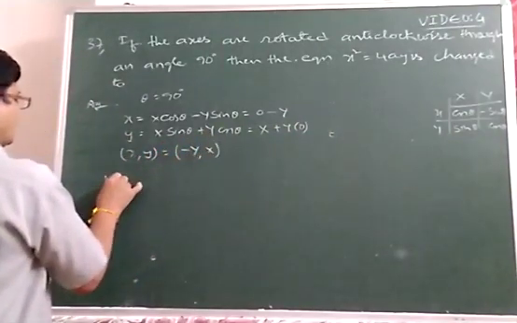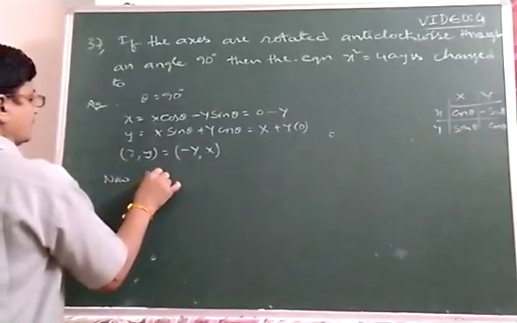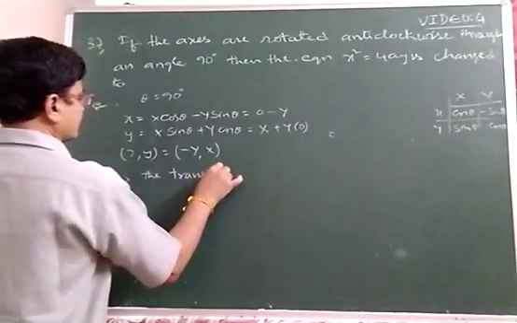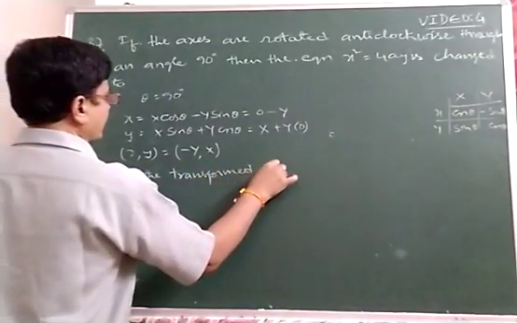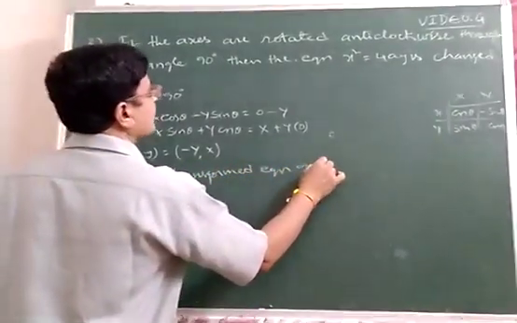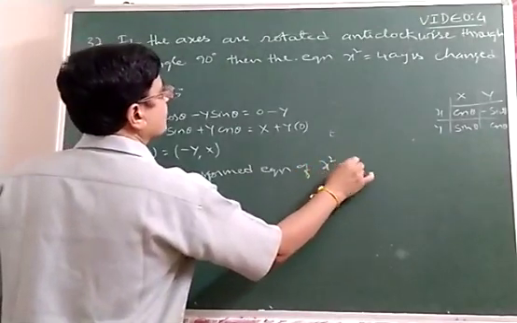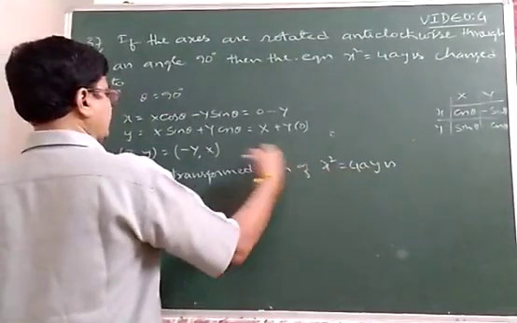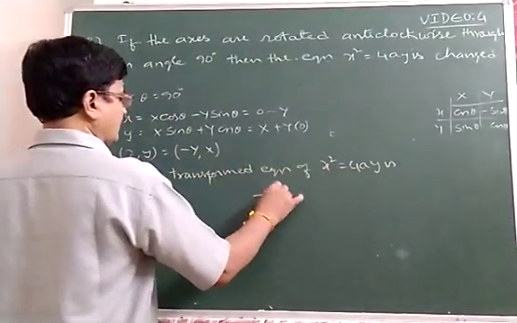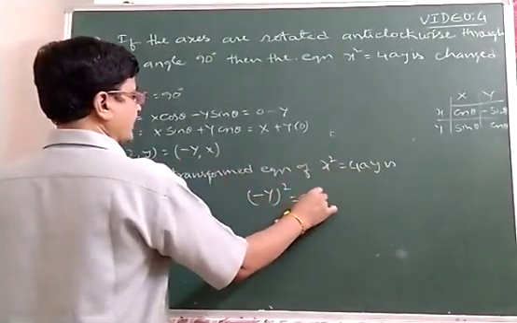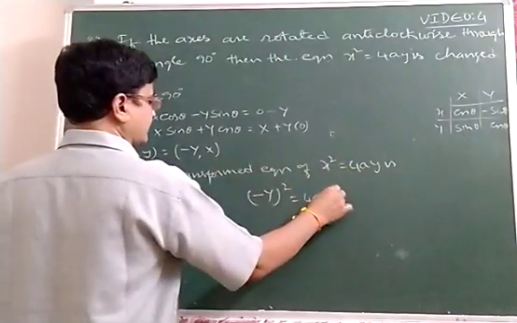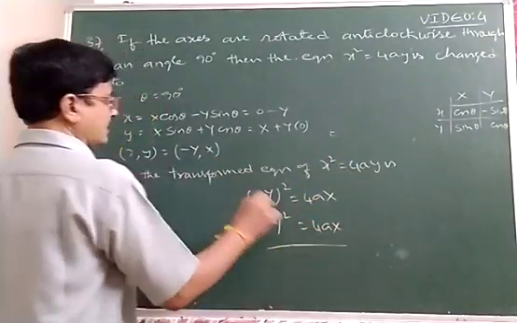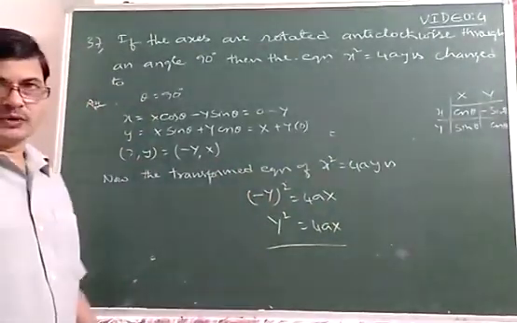Now the transformed equation of x square is equal to 4ay: small x means minus capital Y, whole square, is equal to 4a into small y, which means capital X. So capital Y square is equal to 4aX, which is the required transformed equation.